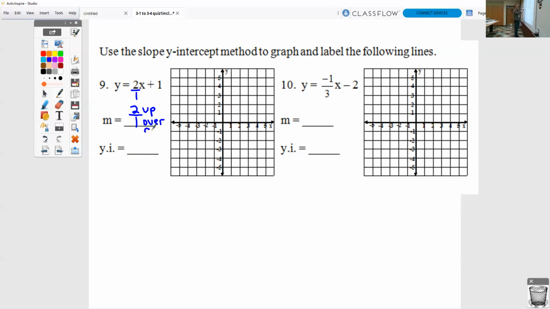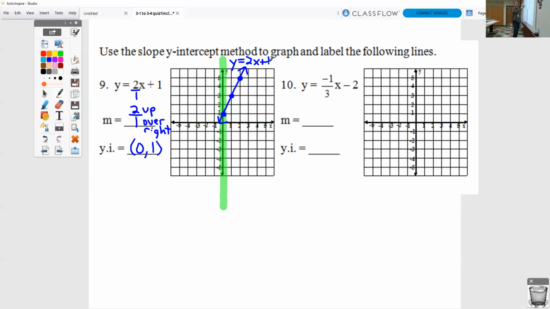When we go over, remember, we always go over to the right. We always go from left to right, just like we read a sentence. Your y-intercept is 0, comma, whatever your plus or minus is. So it's 0, comma, 1. Your first dot is always somewhere on the y-axis. So starting at 0, 1, we're starting right here. We're going to go up 2 over 1, put a dot, up 2 over 1, put a dot. Connect the dots, put your arrows, and label your line.